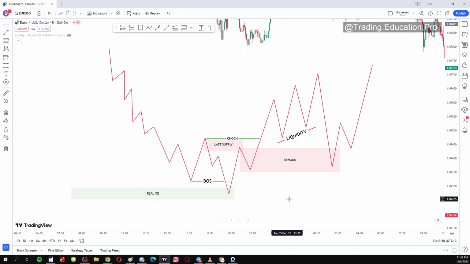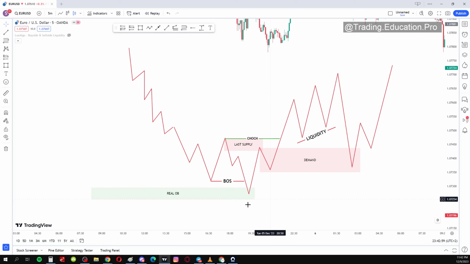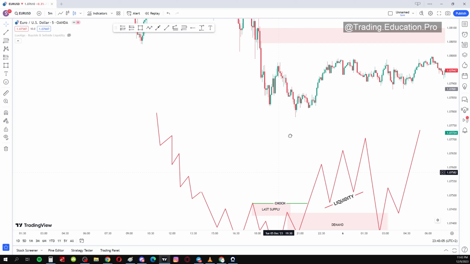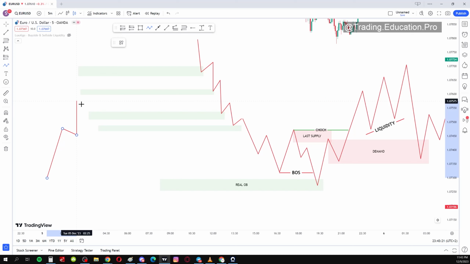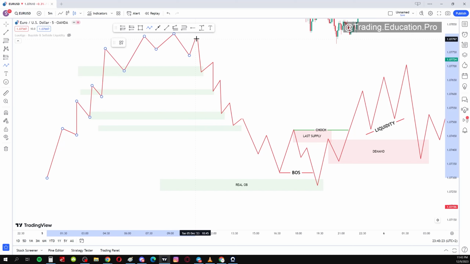A real order block. And what I mean by real is the one that is going to give you the real reversal. Because we have bearish moves here, right? And there are order blocks all the way here. On the left side, you will see a lot of order blocks, something like this, right?